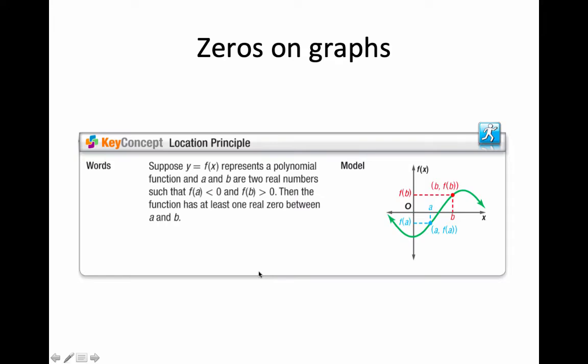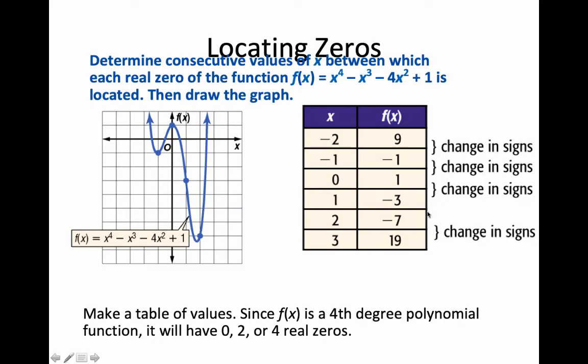We talked about this earlier in chapter 1 or 2, I forget exactly, but if we have a negative y value, we're below the x-axis, and then we're above the x-axis, we had to have passed through the x-axis. That's our zeros. So remember, you can graph this on your calculator, and then we can get a table of values and say, where are our zeros? Since we change from 9 to negative 1, there has to be a zero between x equals negative 2 and x equals negative 1.